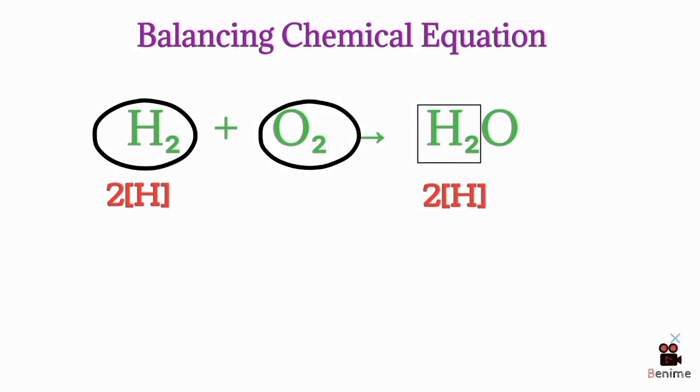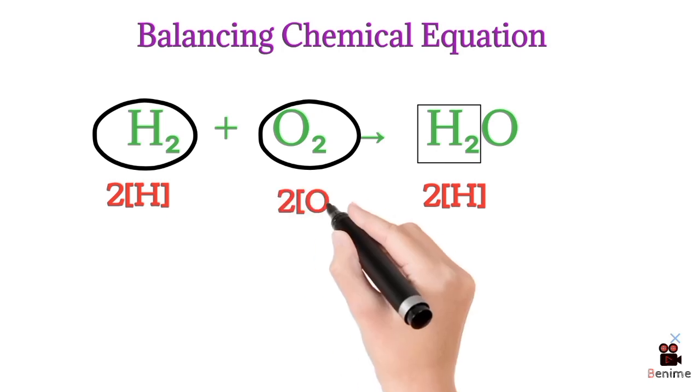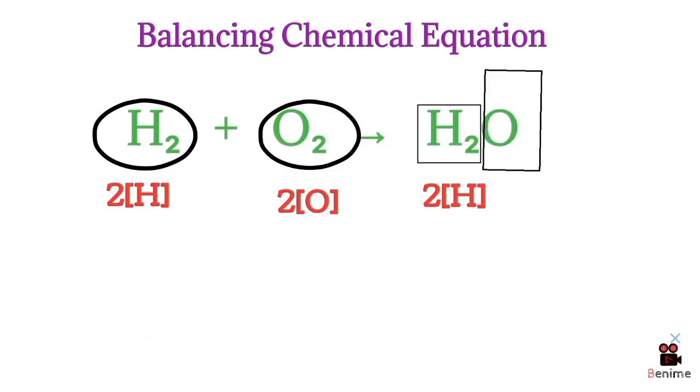Now we count oxygen atoms from the left side of the equation. There are 2 oxygen atoms on the left side of the arrow. Now we again count oxygen atoms from the right side of the equation. There is only 1 oxygen atom on the right side of the equation. So, it is unbalanced. Note, we can add coefficients only.